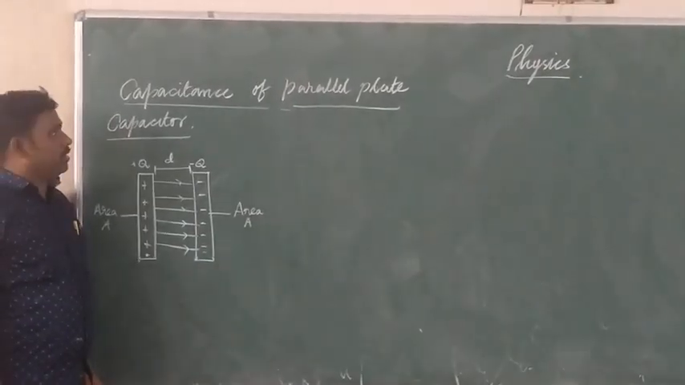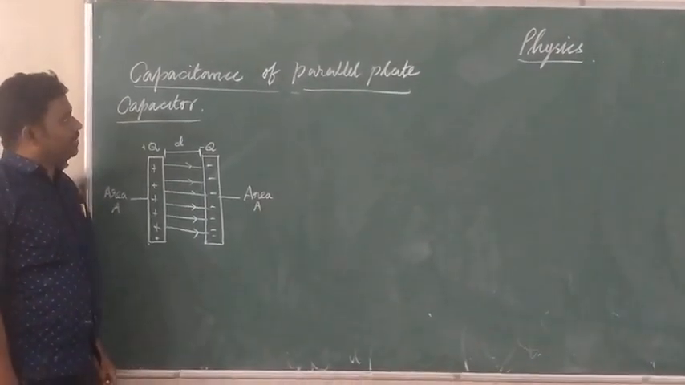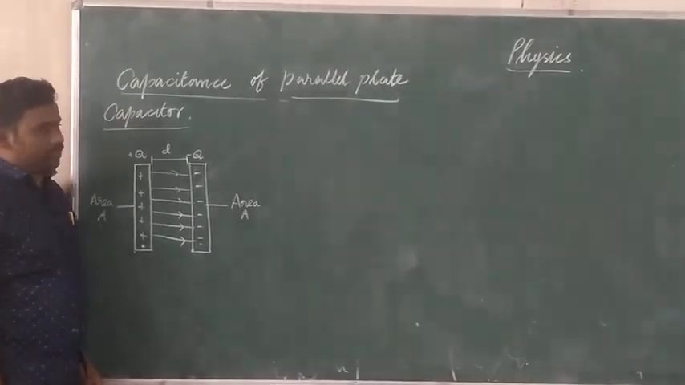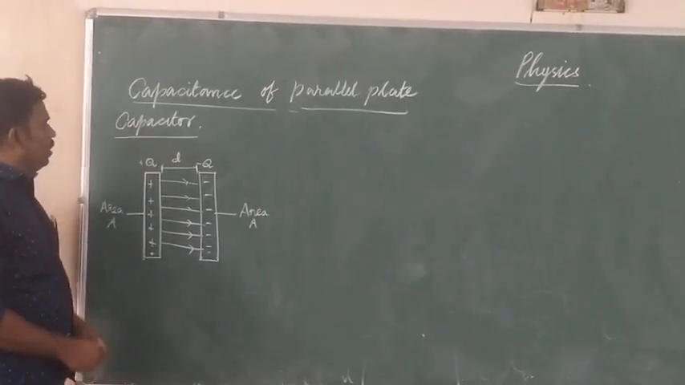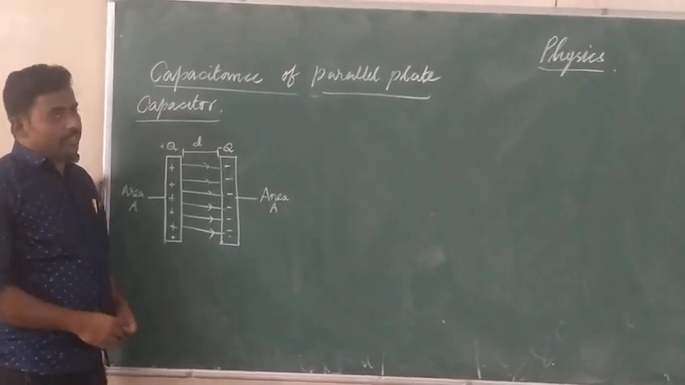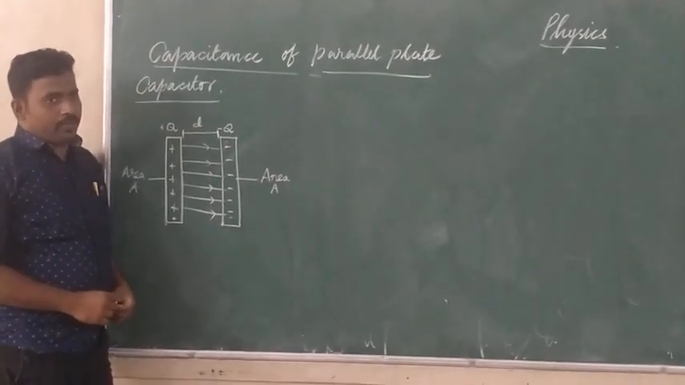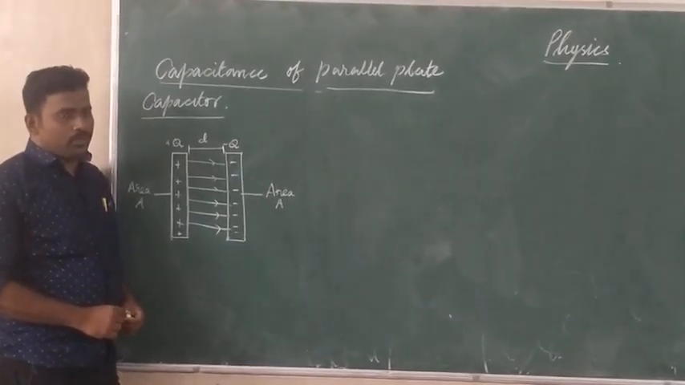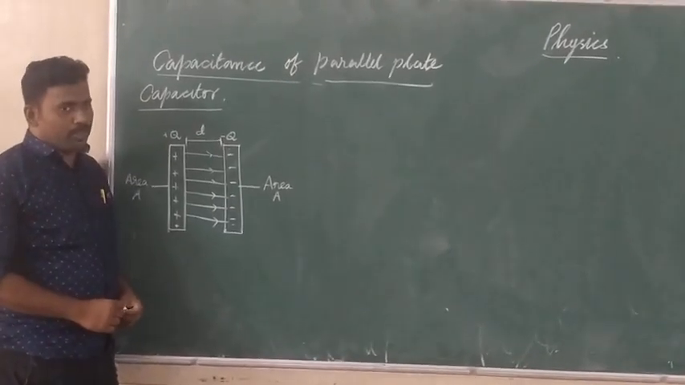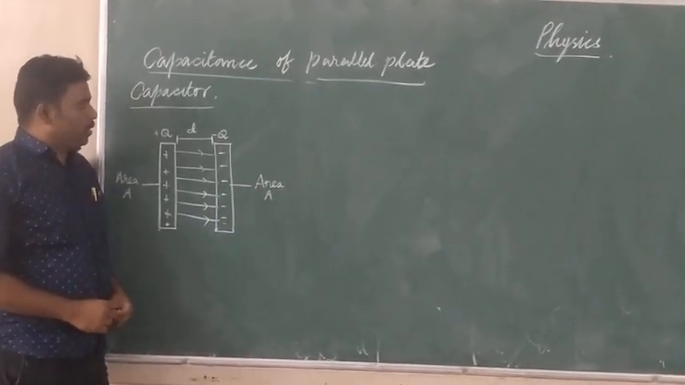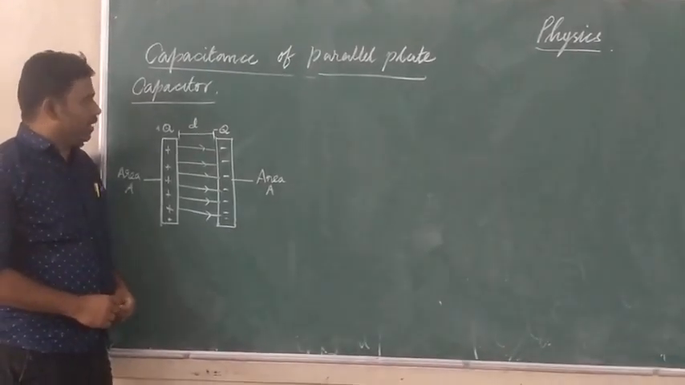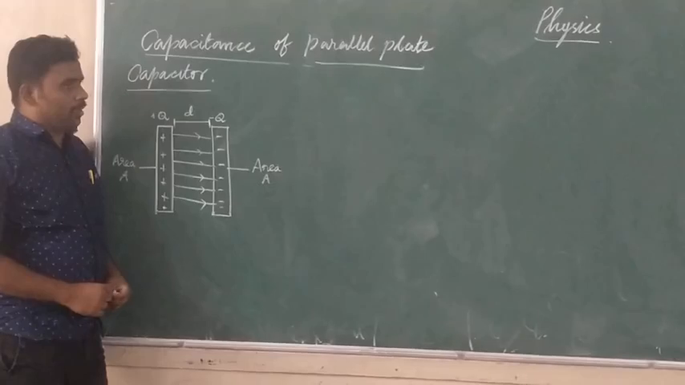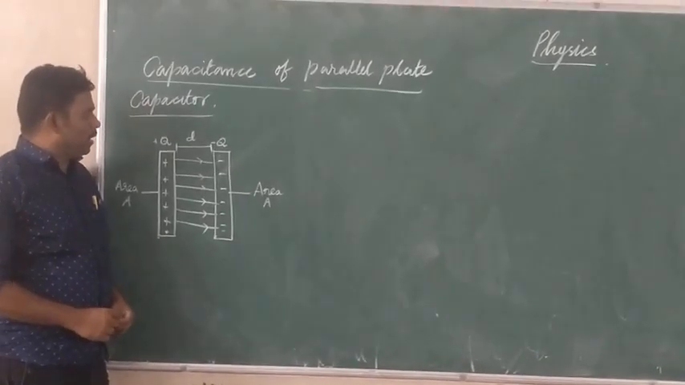We are going to discuss the new topic called capacitance of the parallel plate capacitor. So let us first of all understand what is a capacitor and what it is used for. A capacitor is a device which is used to store energy. We all know that, right? So now we are going to calculate the electric field and the capacitance of the capacitor between the two plates.